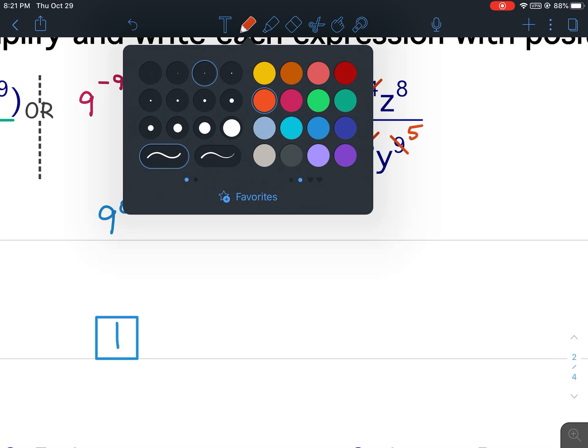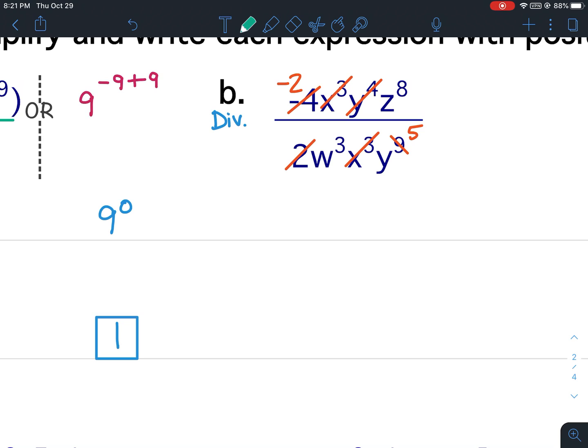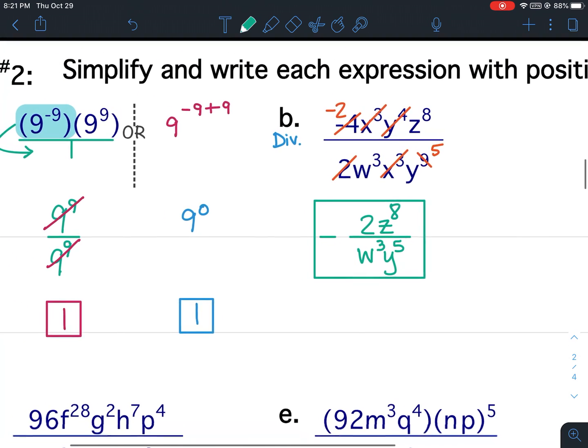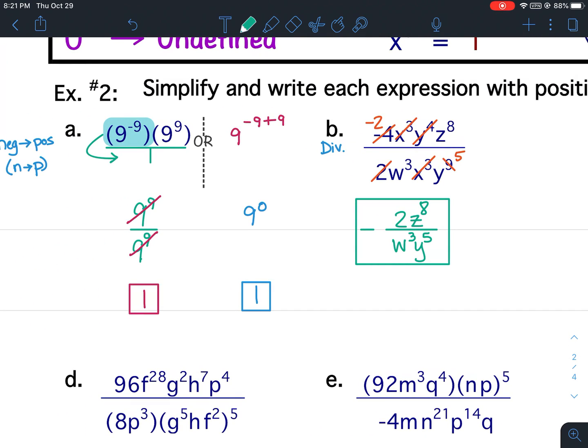Once you divide, always rewrite. What's on top stays on top. What's on the bottom will stay on the bottom. So I have on top negative 2z to the 8th. And on the bottom, I have w to the 3rd, y to the 5th. And that is it for B. Please make sure you're getting everything written down.